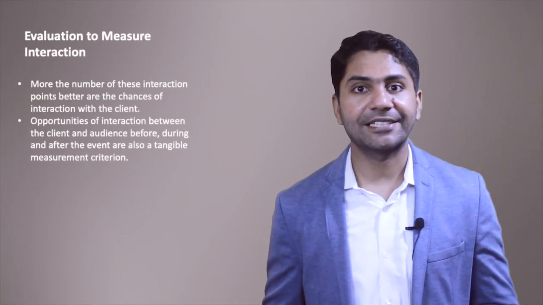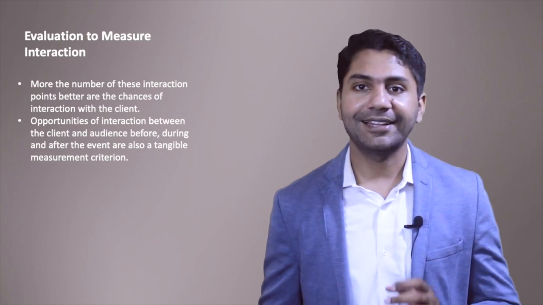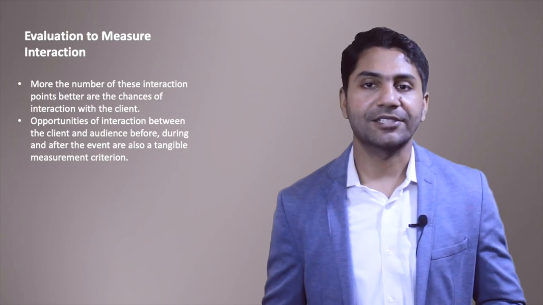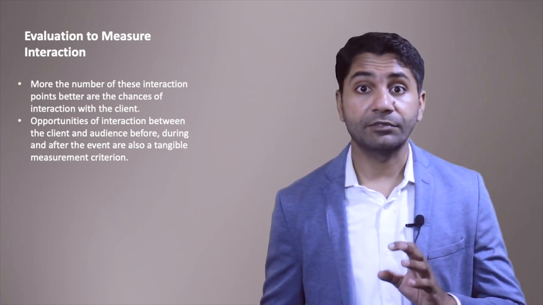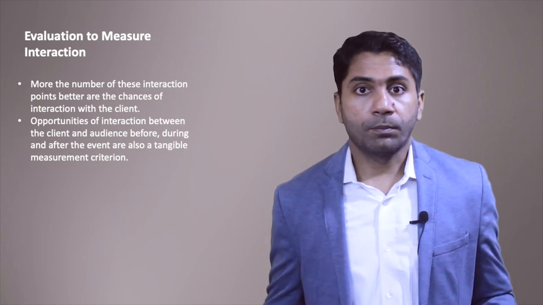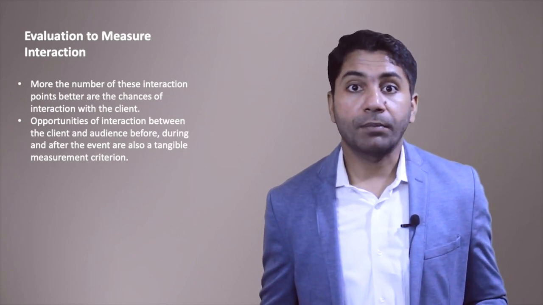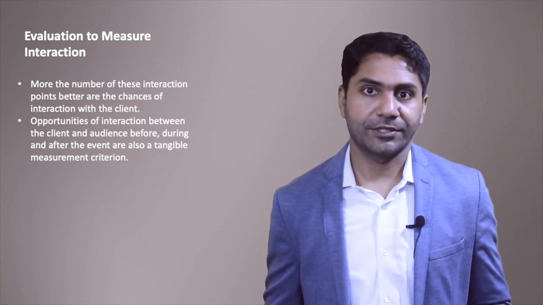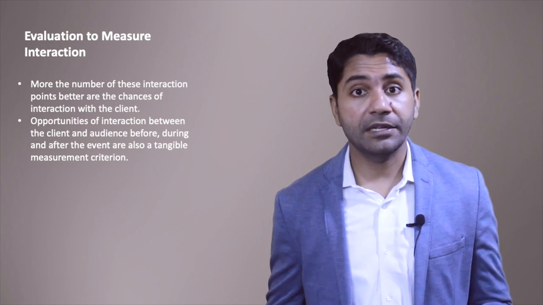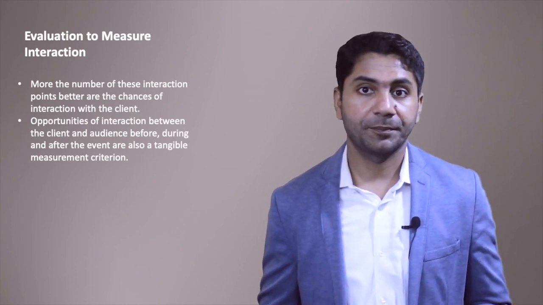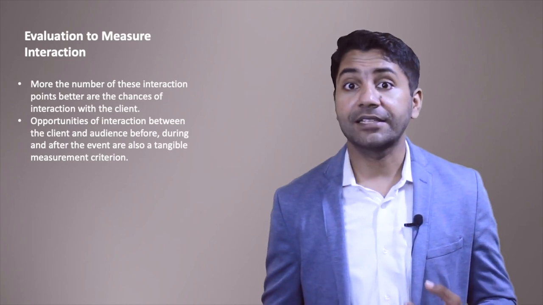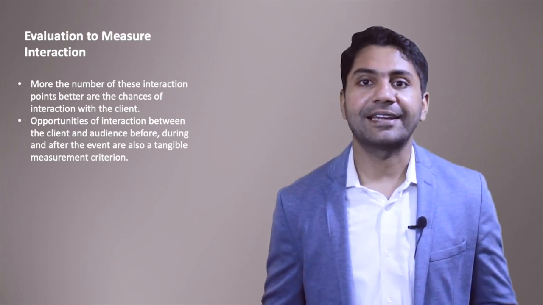The assessment of interaction is much more difficult than the assessment of reach and performance that were discussed above. Quantifiable data helps in measuring interaction from the clients. One point of view is got by measuring the number of interaction points, that means the direct and indirect ones that have been planned for an event. The more the number of these interaction points, the better are the chances of interaction with the client.